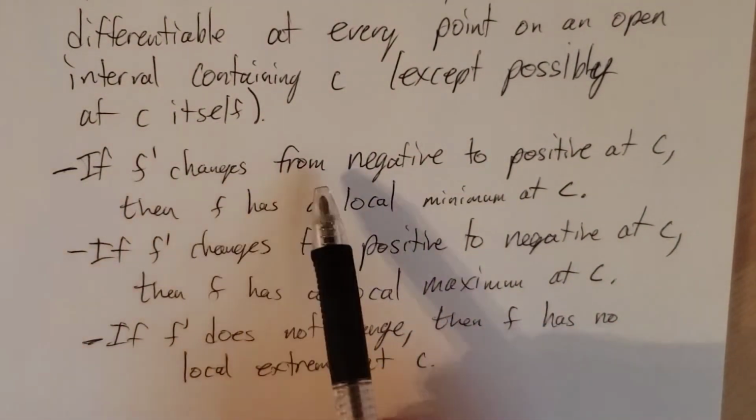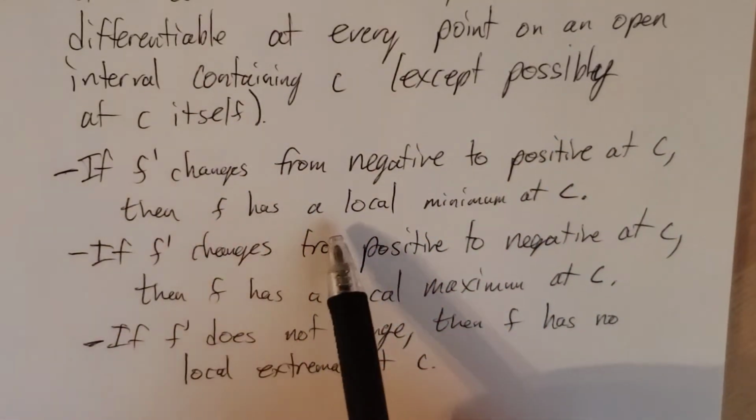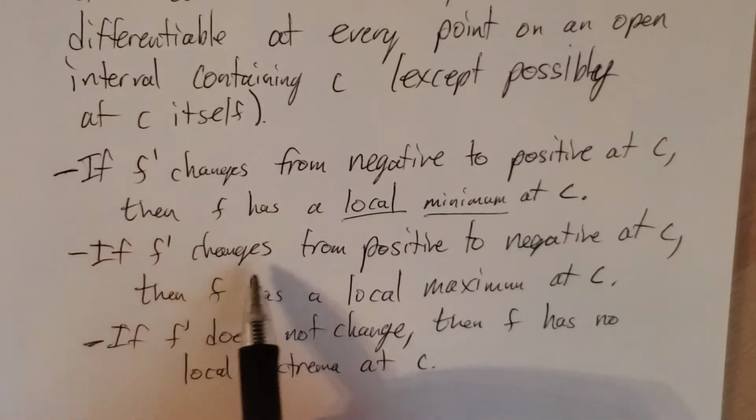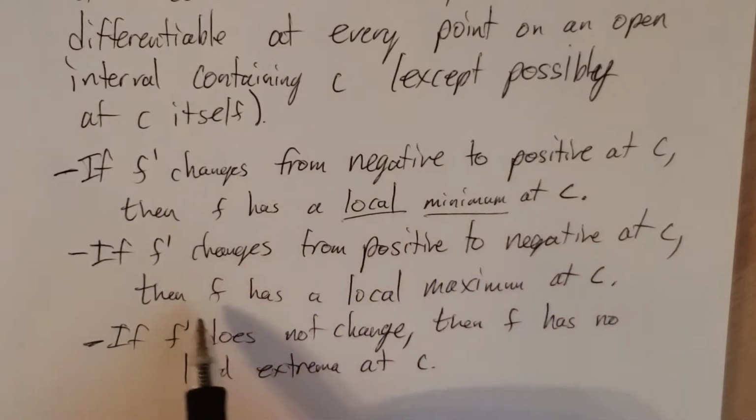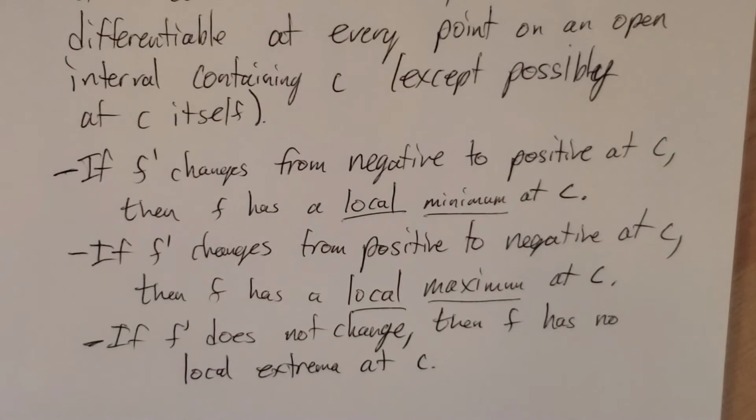If f prime changes from negative to positive at this value c, then f has a local minimum at c. If f prime changes from positive to negative at c, then f has a local maximum at c. And if f prime does not change, then f has no local extrema at c.